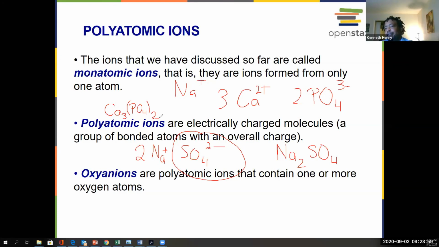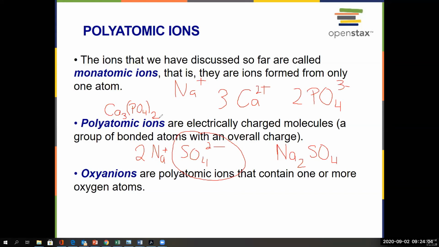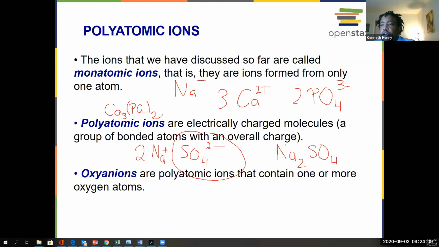Are you with me? Yes. Okay, so we know what a polyatomic ion is, right? So we also have what we call oxyanions. Oxyanions are polyatomic ions that contain 1 or more oxygen atoms. So these are both examples of oxyanions. Anion meaning negative, so oxygen ion. Essentially, that's what you're telling me. I have an oxygen negatively charged ion, oxyanion.